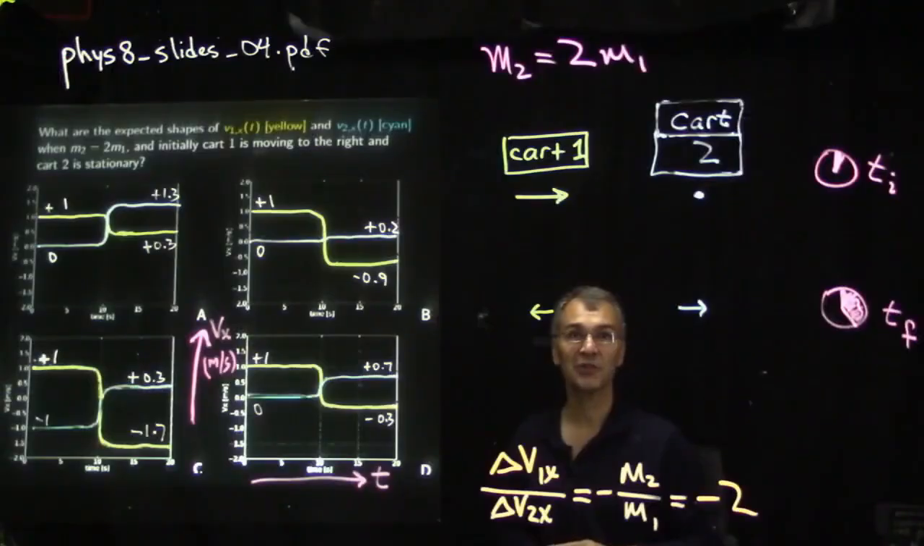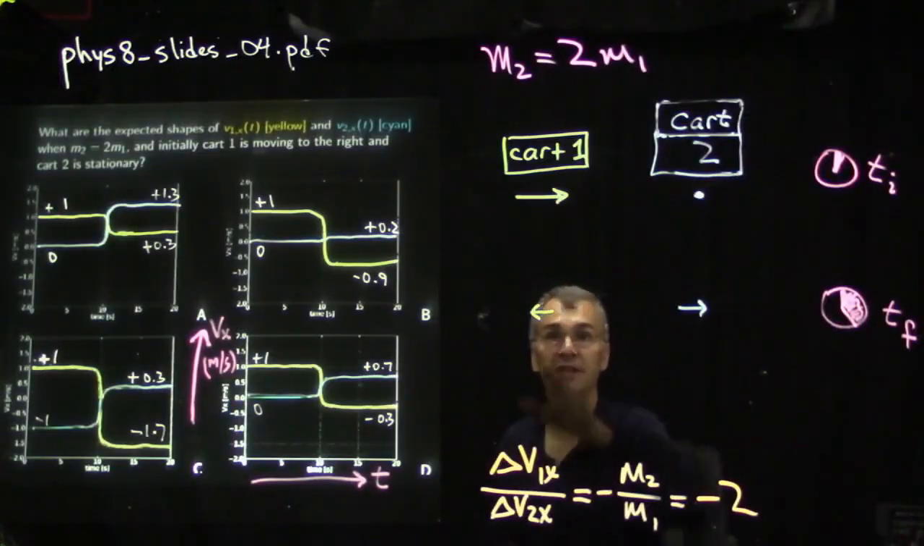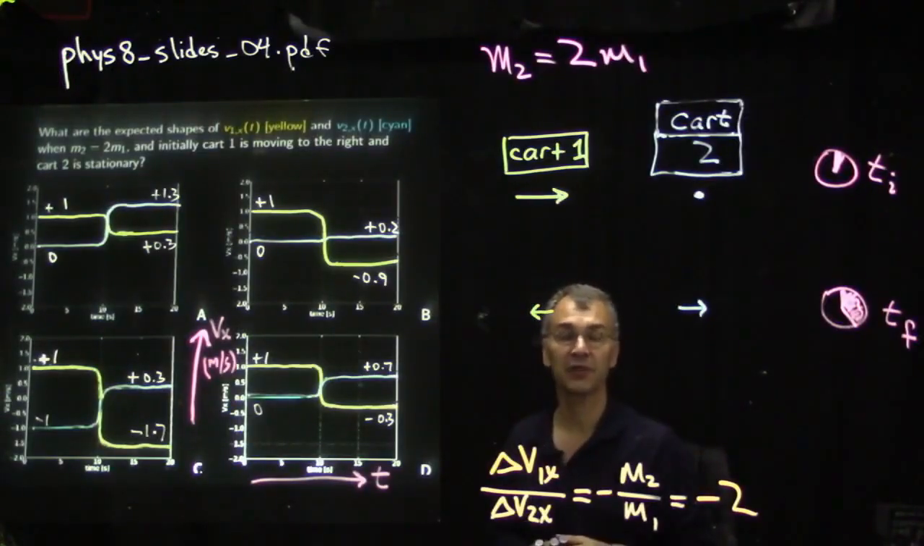I think the clip does look like this picture. That's pretty good. In the final state, cart 1 is going backwards, maybe about 1/3 the speed it was initially going, but in the opposite direction. And cart 2 is now going to the right, but with a final speed that is maybe 2/3 of the initial speed of cart 1.